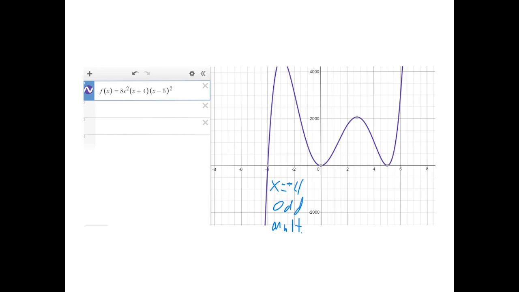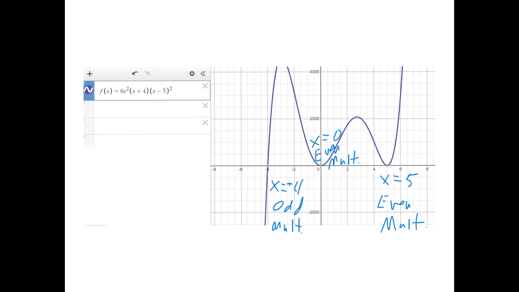Here at x equals 0, there is an even multiplicity. And that's because the graph of the function is kissing the x-axis and then going back up. It doesn't cross it. It just touches it and then goes back up. And here at x equals 5, that 0 has an even multiplicity.